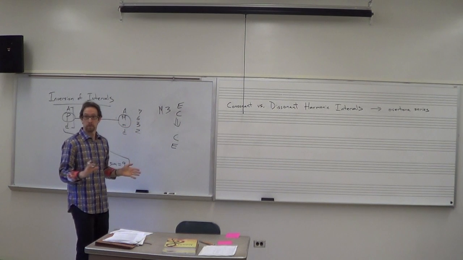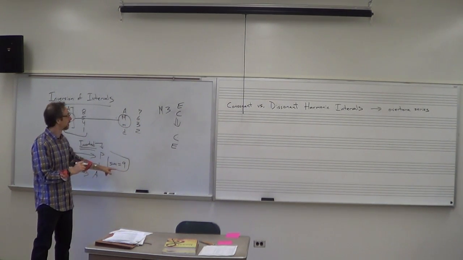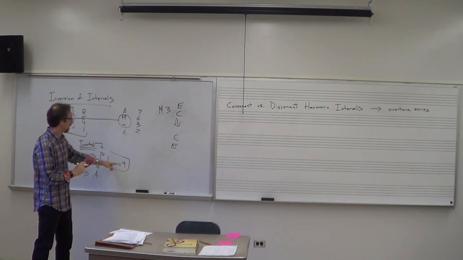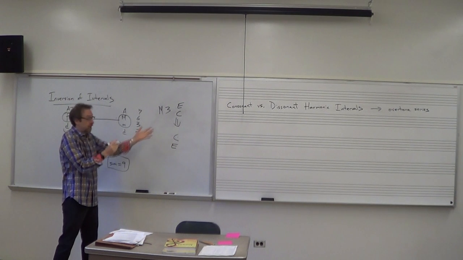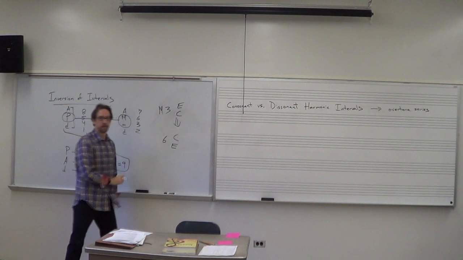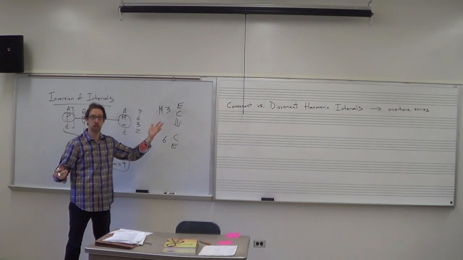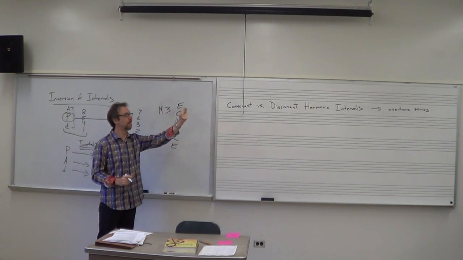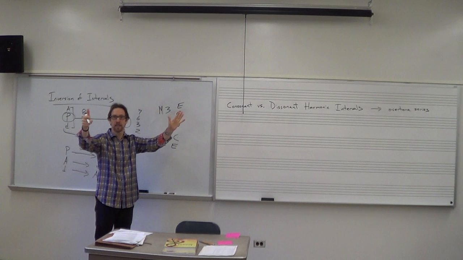I'm not even going to count. I'm going to use the power of math. Right? So the sum has to be 9. We have a third right here. 9 minus 3 is 6. Power of math. So we know our inversion will be a 6. Let's just check it to be sure. E, F, G, A, B, C. Yes, math works.